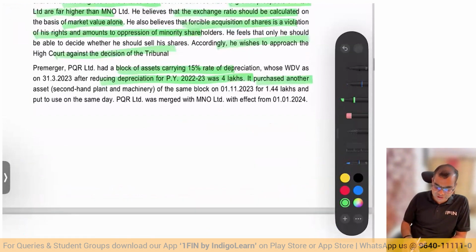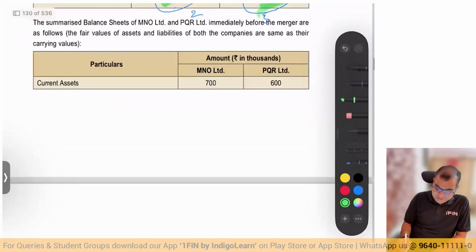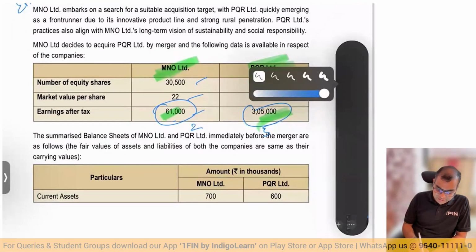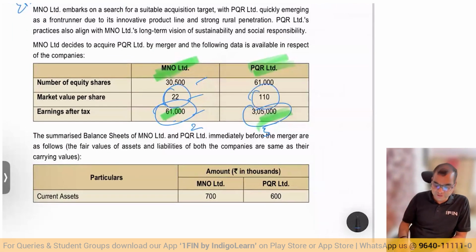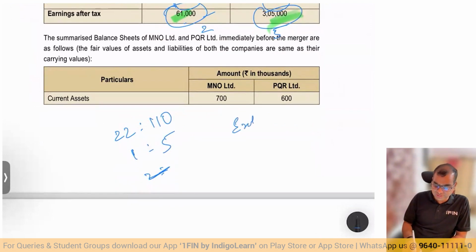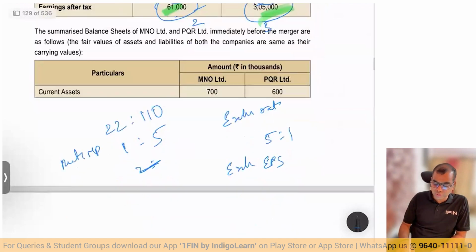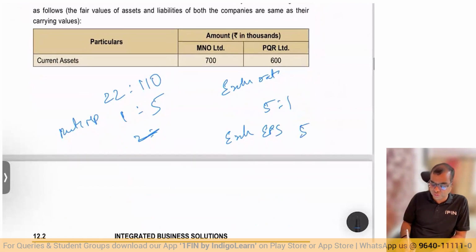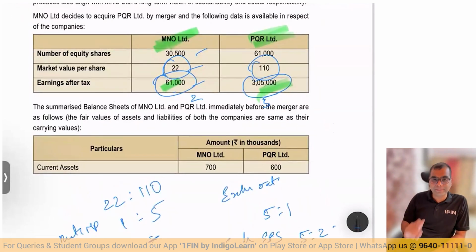What is the market value? Straight away come here. Market value is very clearly given. 22:110. If it is 22:110, the ratio is 1:5. Exchange ratio of market price is 1:5. Exchange ratio should be 5:1, exactly ulta. Whereas, what is the exchange ratio as per EPS? We just now computed 2:5. That ulta of 2:5 is 5:2. MNO is acquiring PQR.